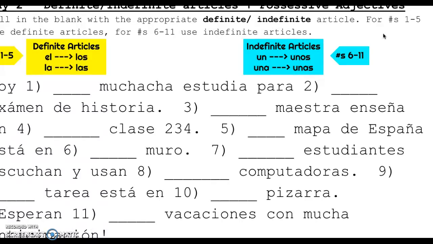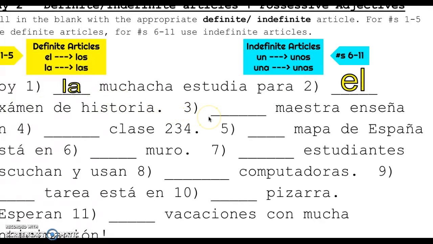Now that you've filled in your blanks, let's go over them. So again, numbers 1 through 5 are using definite articles el, la, los, las. So we have over here, hoy, blank, muchacha estudia. So we know muchacha means girl and it's singular feminine. So our article that's going in there is going to be la. Estudia para blank examen de historia. Examen, we know, is singular and masculine, so that's going to be el.